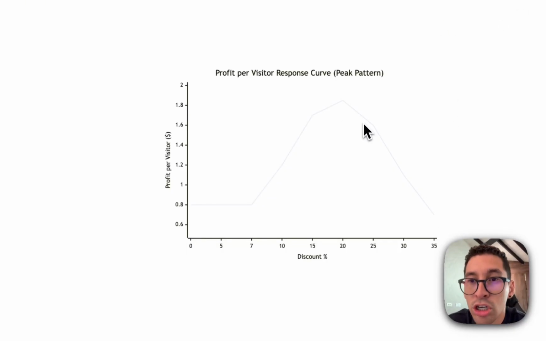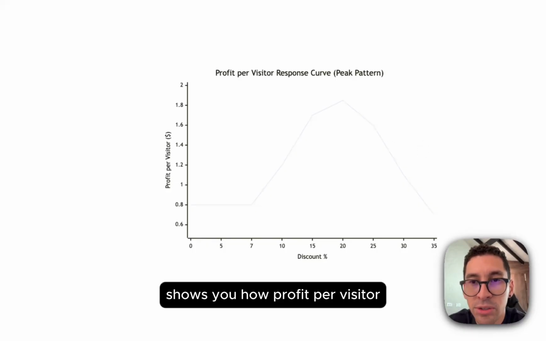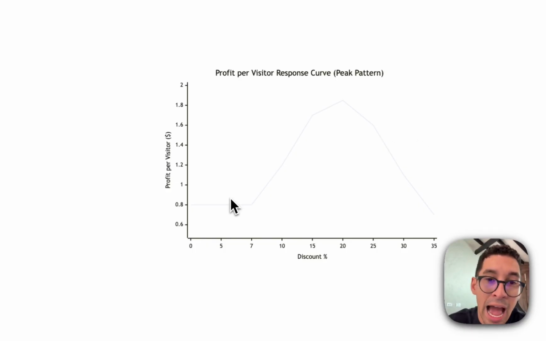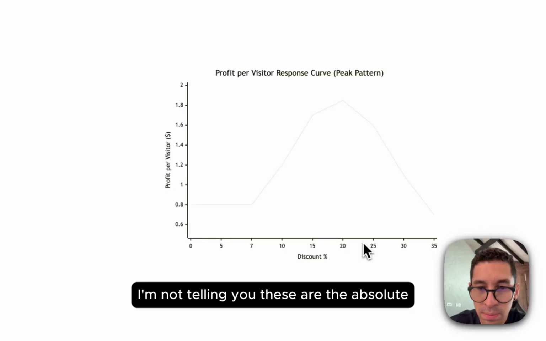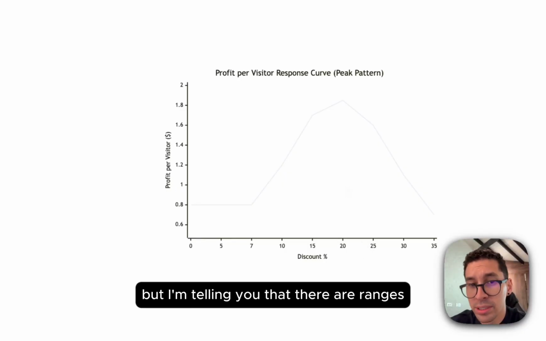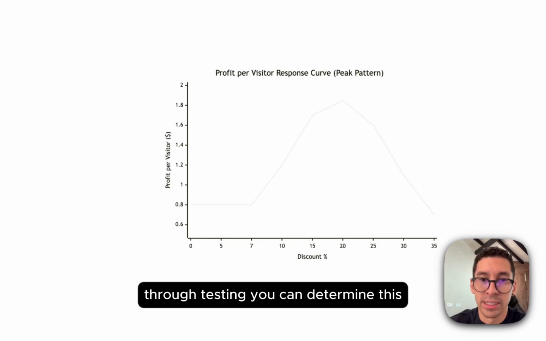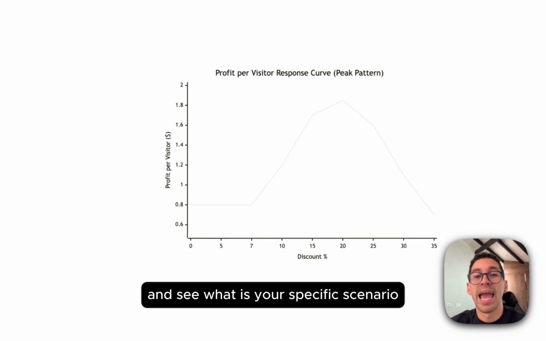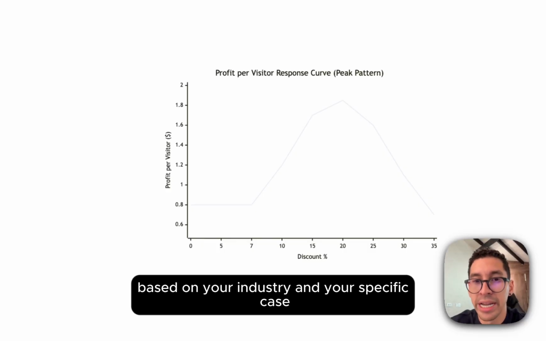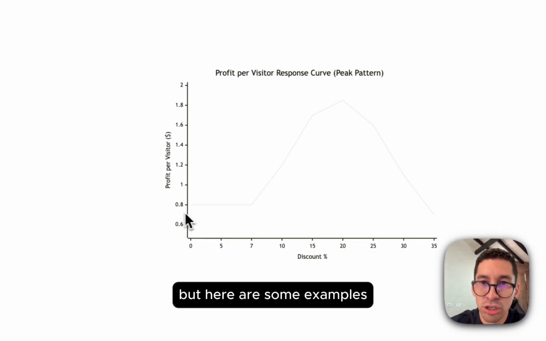So this chart shows you how profit per visitor responds to discount amounts. I'm not telling you these are the absolute magical numbers, but I'm telling you that there are ranges and you have to determine which one is yours through testing. You can determine this and see what is your specific scenario based on your industry and your specific case. But here are some examples.